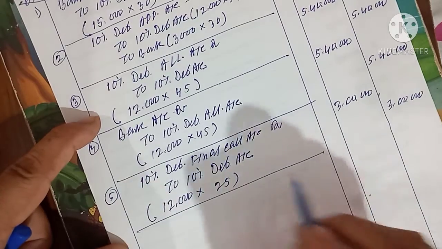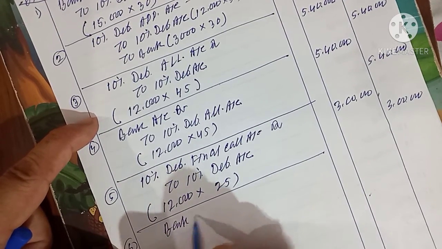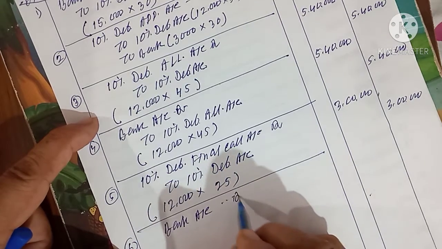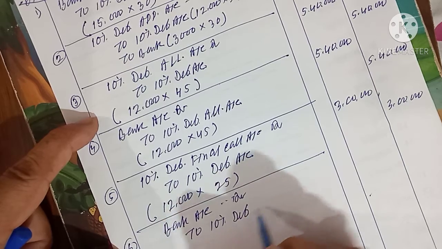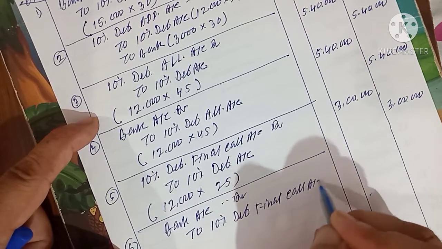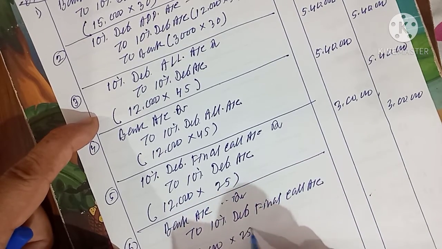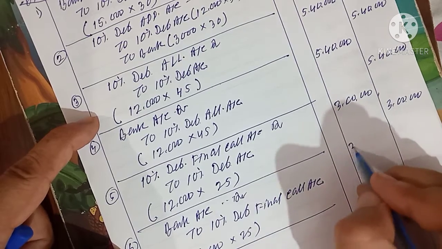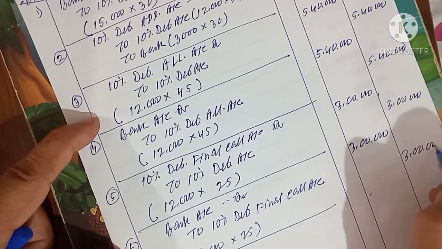This is for calling entry. Similarly for receiving entry, bank account debit to 10% debenture final call account. This is 12,000 into 25, which is coming 3 lakh. This is the main basic journal.